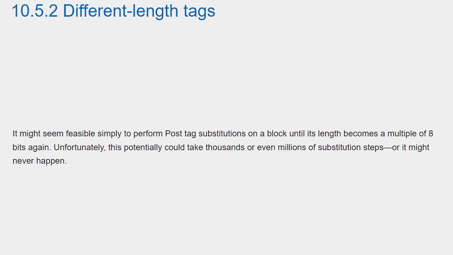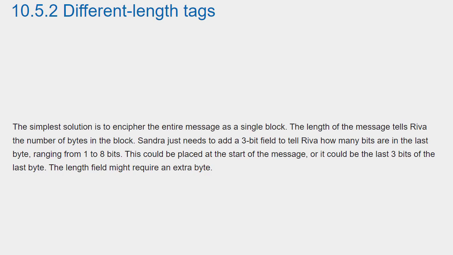It might seem feasible simply to perform post-tag substitutions on a block until its length becomes a multiple of 8 bits again. Unfortunately, this potentially could take thousands or even millions of substitution steps, or it might never happen. The simplest solution is to encipher the entire message as a single block. The length of the message tells Riva the number of bytes in the block.